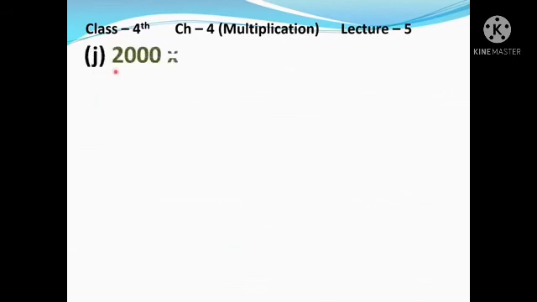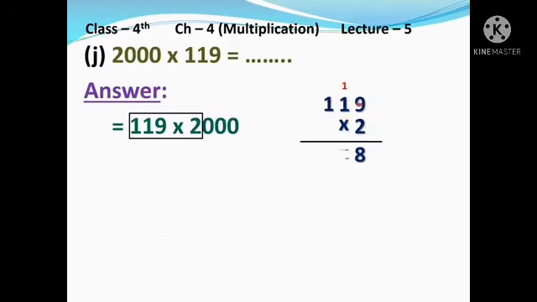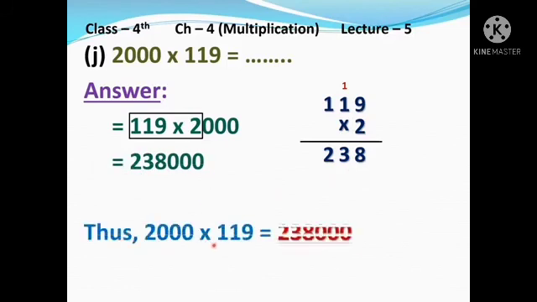Now J part. 2000 multiply 119 equal to dash. Answer write down equal to 119 multiply 2000. Okay, we will rearrange this. First we will write 119 and then we will write 2000. Now first multiply 119 by 2 and then place 3 zeros to the right side of the product. So multiply 119 multiply 2. See 2 9s are 18, write 8 here and 1 carry. 2 1s are 2 plus 1 3, write 3 here. 2 1s are 2, write 2 here. 119 multiply 2 equal to 238 and then place 3 zeros to the right side of the product. Clear? So write down equal to 2,38,000. Now write down thus 2000 multiply 119 equal to 2,38,000. Clear?